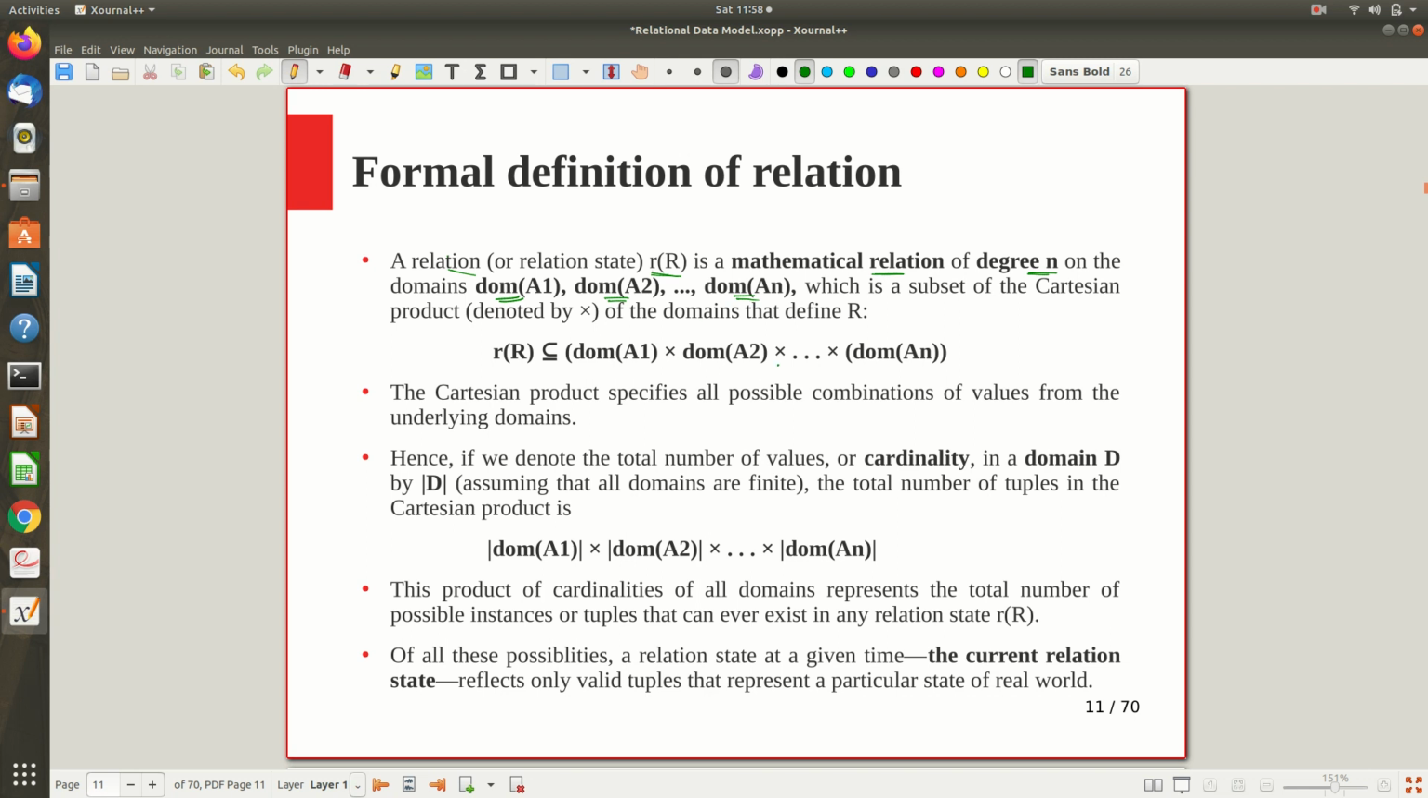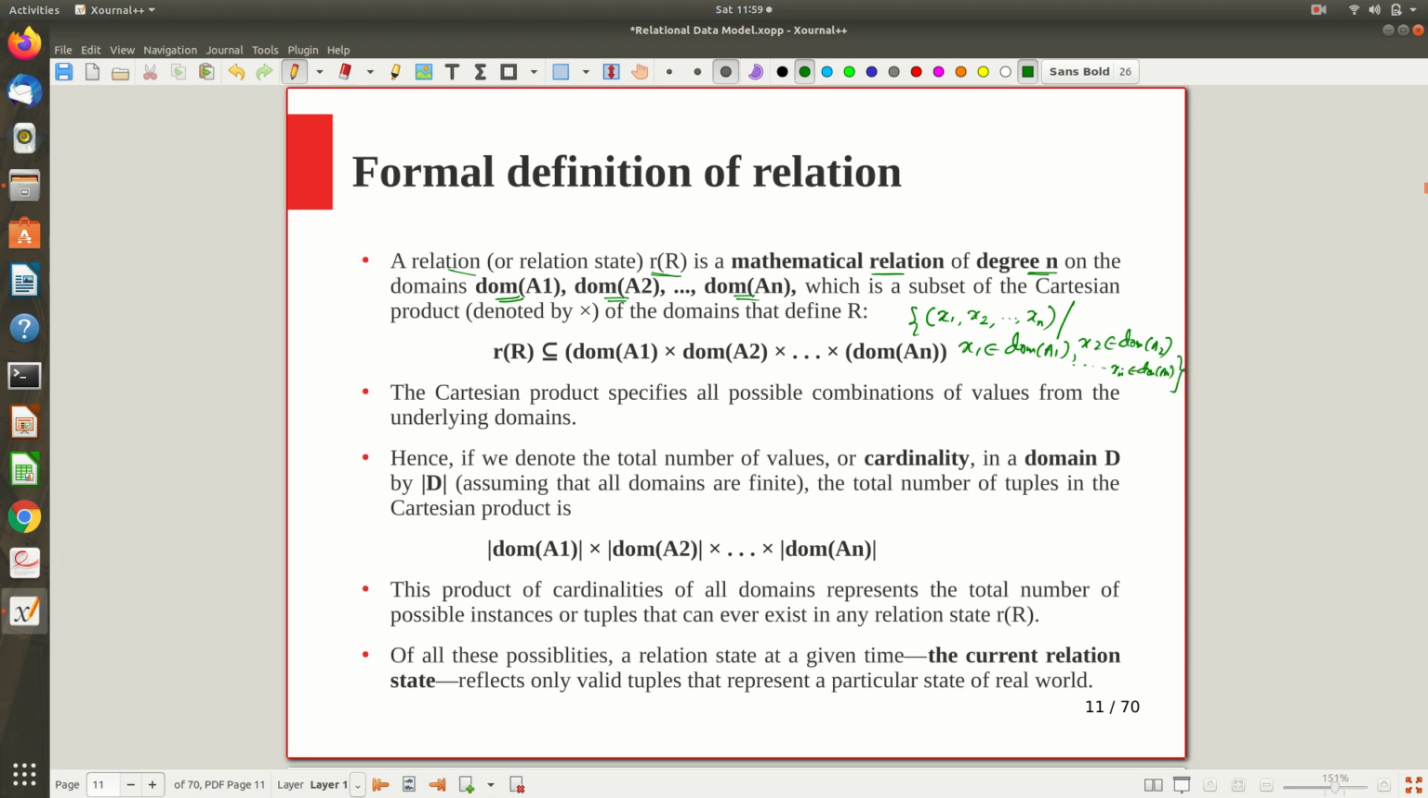Now you take the cross product of these sets. Hope you remember how to take the cross product among sets. When you are taking something like this, you will get ordered n-tuples, right? So from domain a1, suppose I am taking x1, x2 from domain of a2, etc., some xn. So it is something like this, where x1 belongs to domain of a1, right? x2 belongs to domain of a2, etc., and finally xn belongs to domain of an.